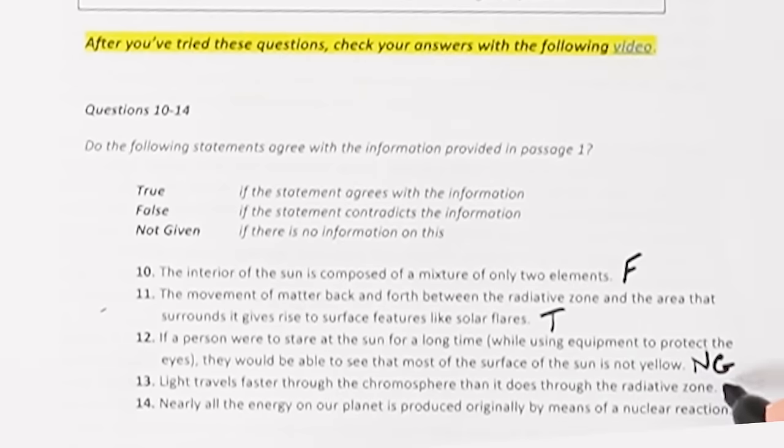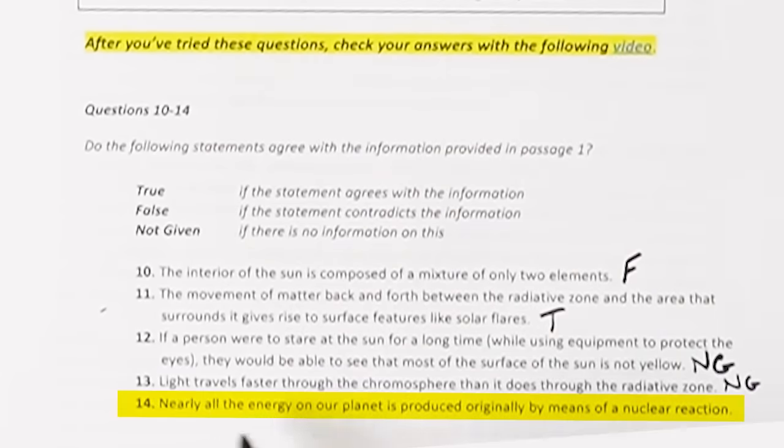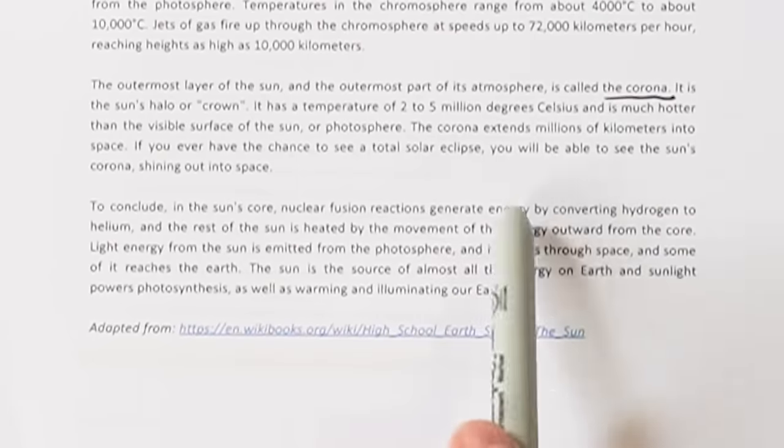So this is not given because it doesn't talk about it. Nearly all the energy on our planet is produced originally by means of a nuclear reaction. So we're looking for energy, and we're looking for a nuclear reaction. If we have a look here, energy.